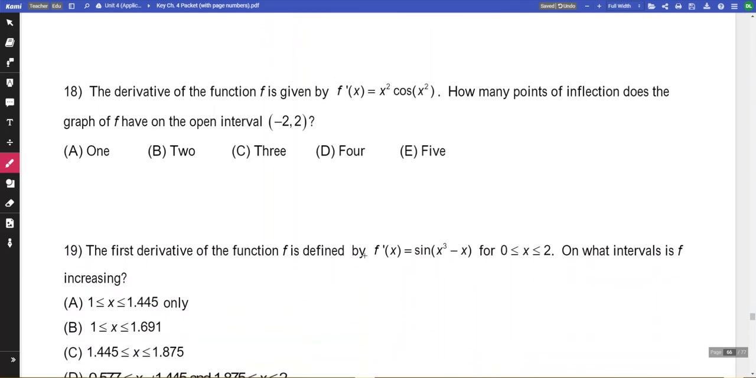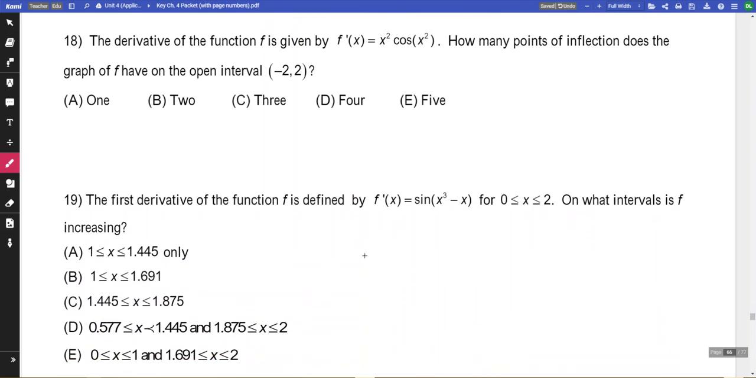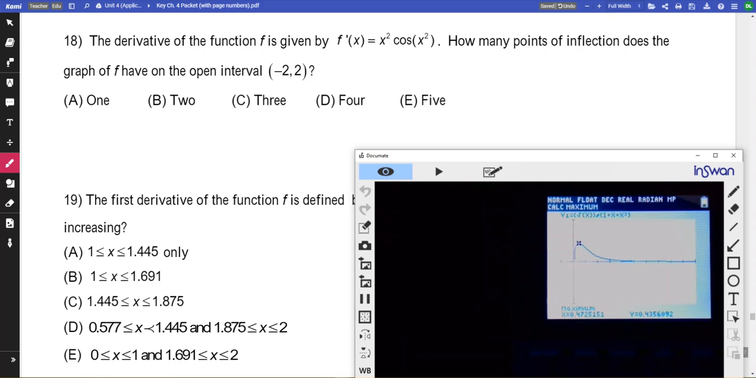I look to my next problem. Here is f prime. Let me come back and pull my calculator back up. And y equals, let me adjust.